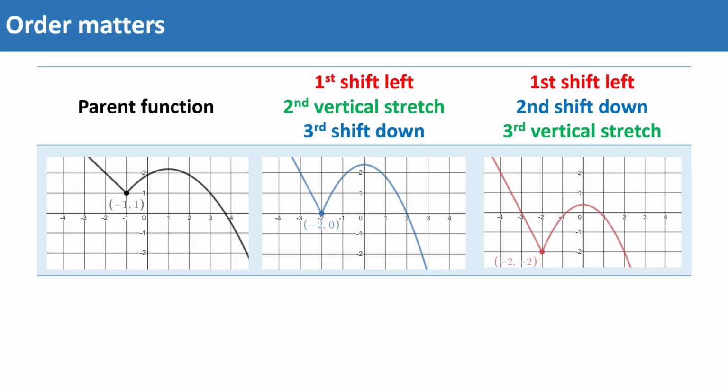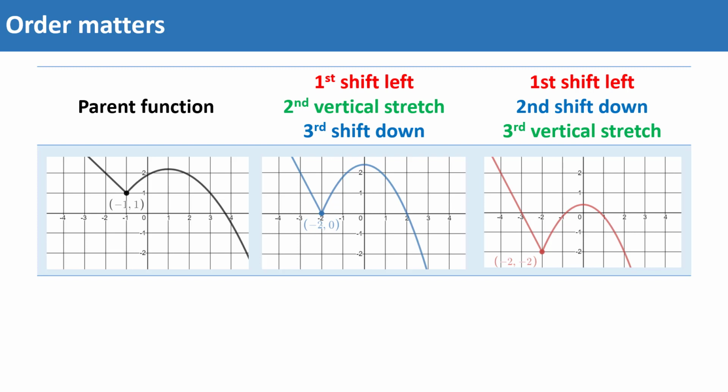On the left, we see a parent function made up of two pieces, a linear function and a quadratic function. And we notice a sharp turn in the graph at (-1, 1). In the middle is the same graph after applying three transformations in the following order. First, a shift left, second, a vertical stretch, and third, a shift down. Notice that (-1, 1) has transformed to (-2, 0).